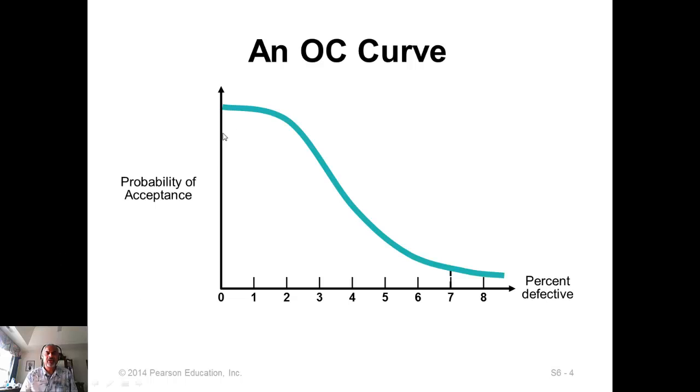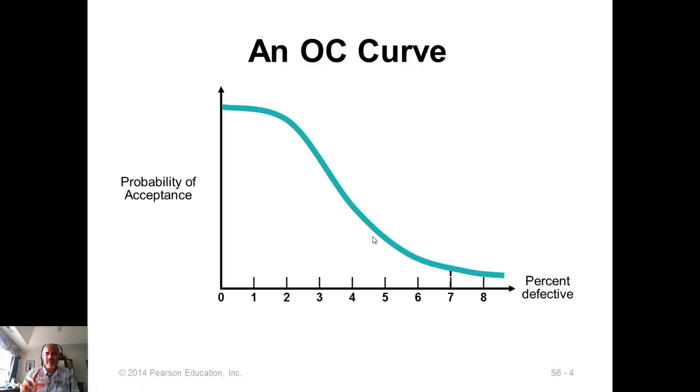An OC curve will look like this. Okay, you have 0% defective. If the incoming lot has 0% defective, of course, probability of accepting the lot will be 100%. So that's the starting point. And then as the proportion of defectives increases to 1%, 2%, 3%, and so on, the sampling plan will accept the lot less and less. The probability of accepting the lot will go down in this way. So now we have to calculate these probabilities, and we should be able to plot the curve, and we will go through an example like that in just a second.